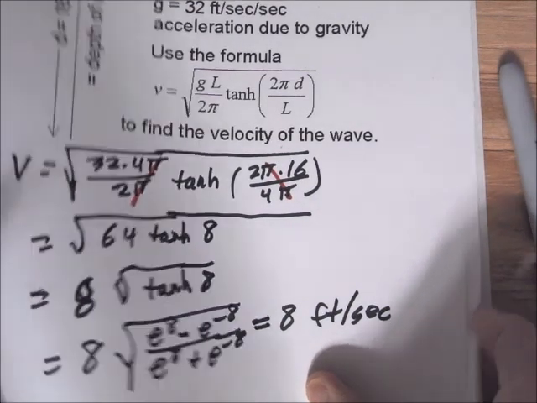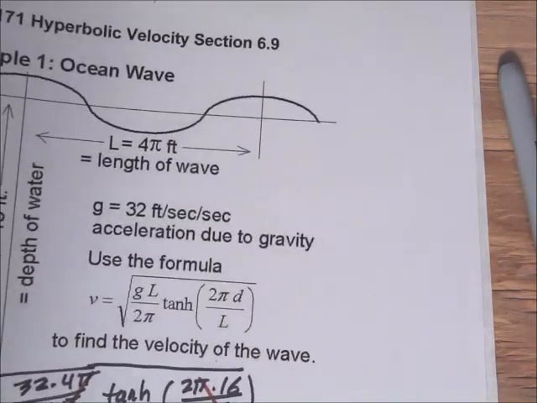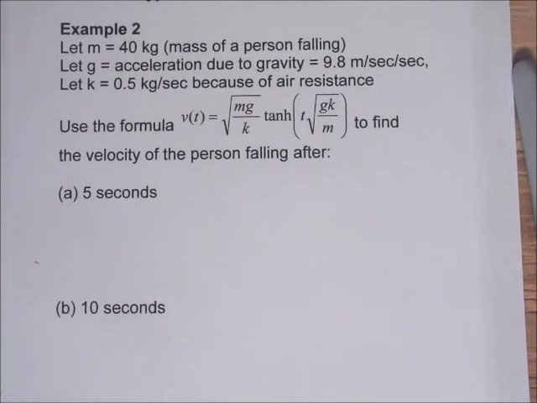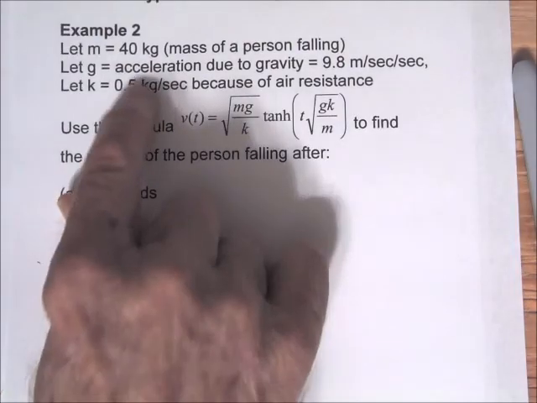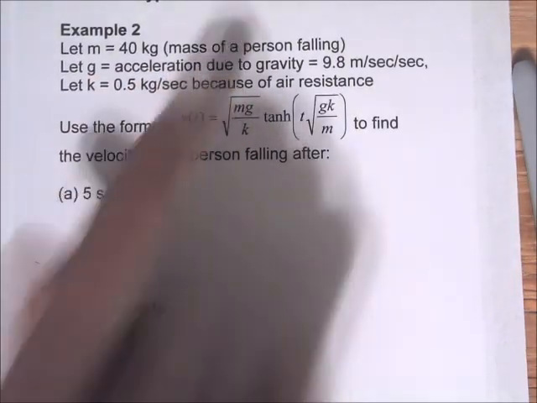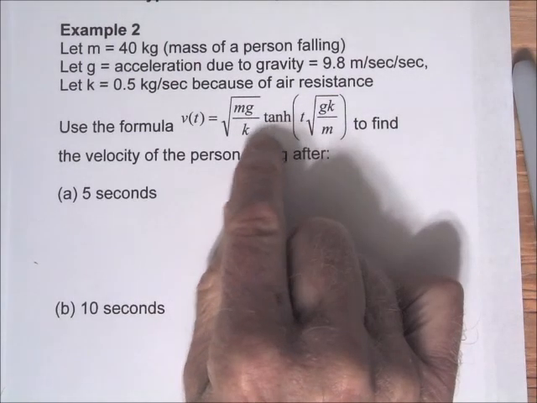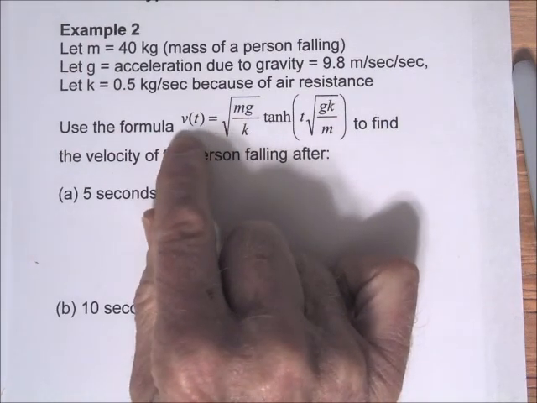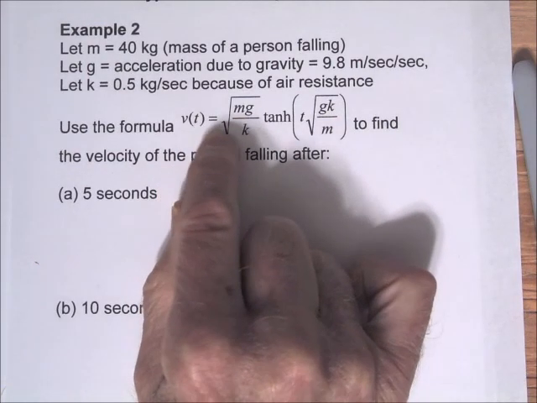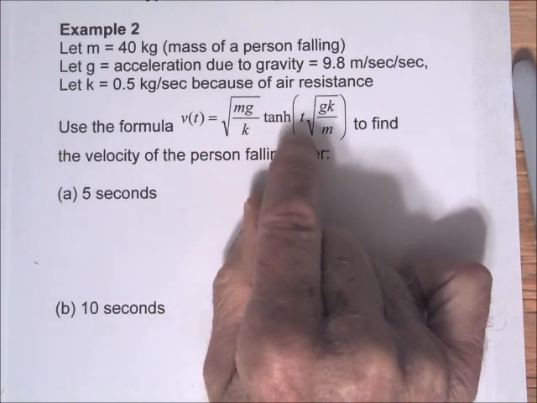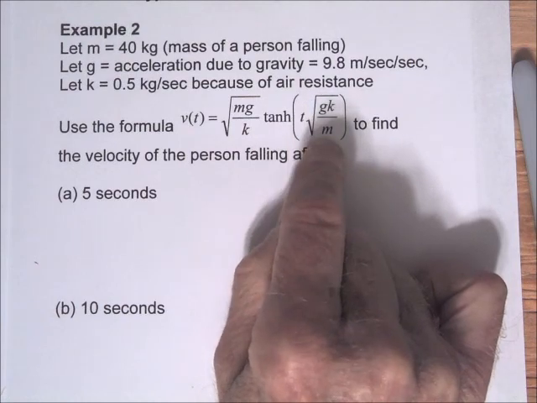Okay, so another application would be the velocity of a falling person through air. If there's no air resistance, then it's just governed by the acceleration due to gravity. But if there's air resistance, then it's going to be a more complicated formula. We have the formula v of t, velocity at time t, equals the square root of mg over k times the hyperbolic tangent of t times the square root of gk over m.